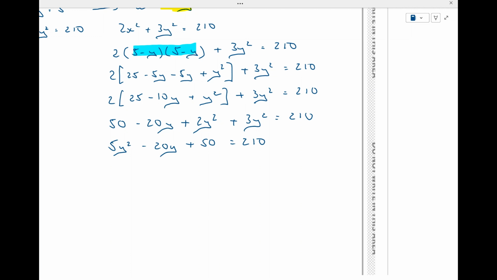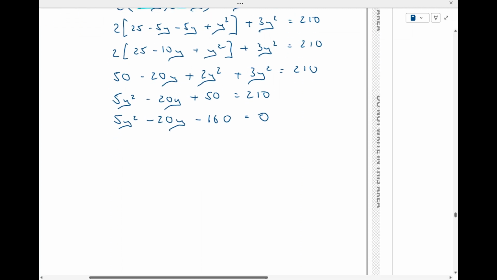Now this is a quadratic equation, isn't it? I can solve it for y. I'm going to set it equal to 0 first, because that's the first step. So I'm subtracting 210 from both sides. Now, I could simply use the formula from this point, or I could try and factorize, but I'm going to take out the 5 first. In fact, I'm going to divide both sides by 5 to give me y squared minus 4y minus 32 equals 0.